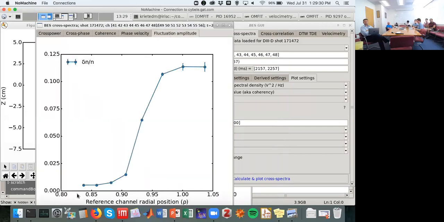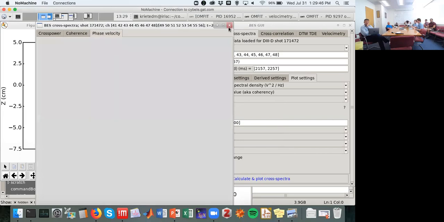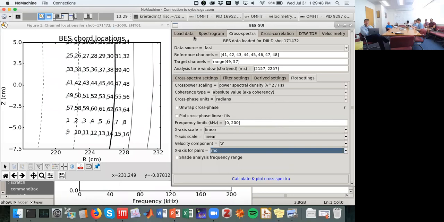Now that the settings changed, you can see it's plotting this graph versus the row position. And you can see this is a very standard result: fluctuation amplitudes tend to peak near the separatrix of the plasma. Okay, so I've gone over spectrograms and cross spectra. That's probably 90% of what people usually want for BES analysis: fluctuation amplitudes, what direction the turbulence is propagating, and that sort of thing.